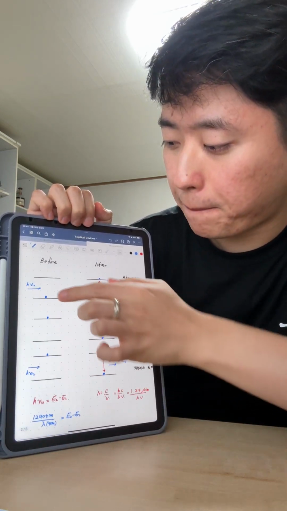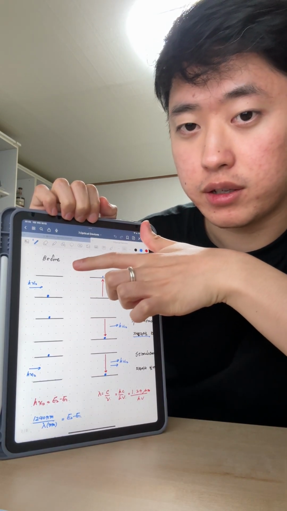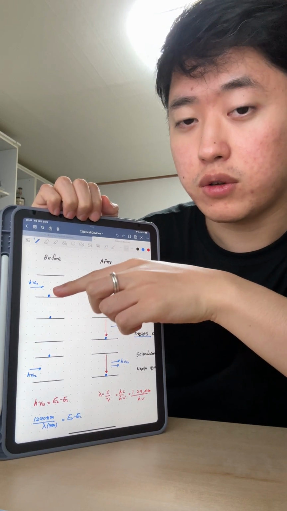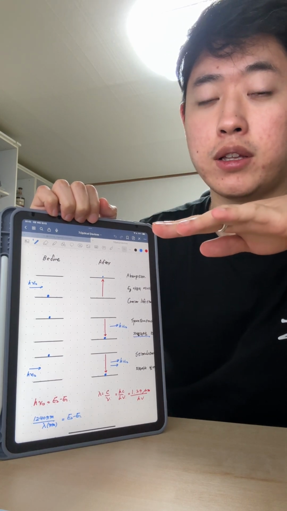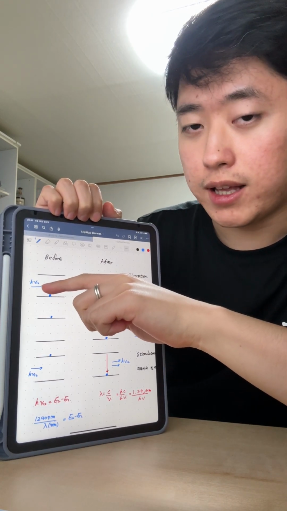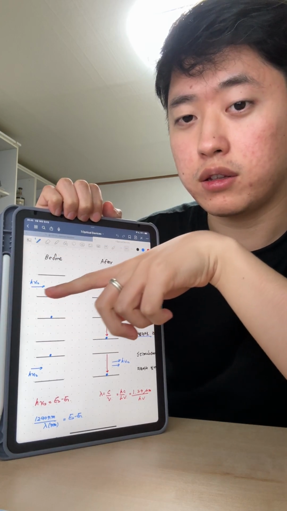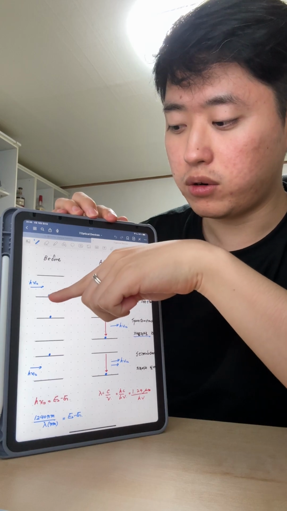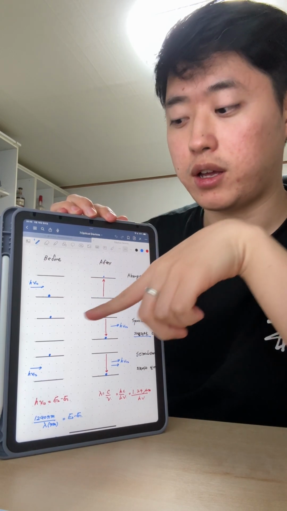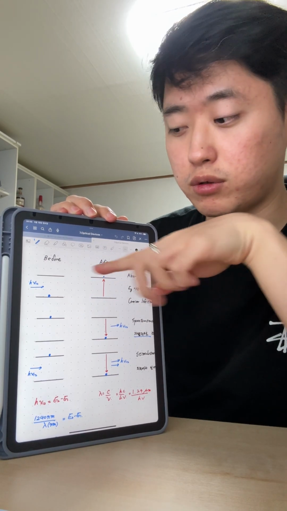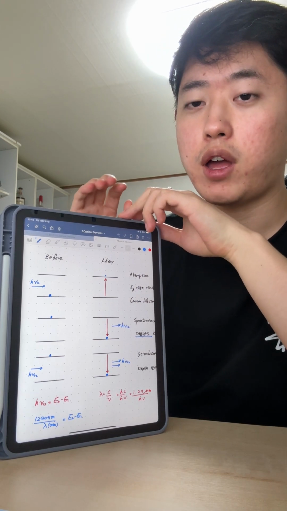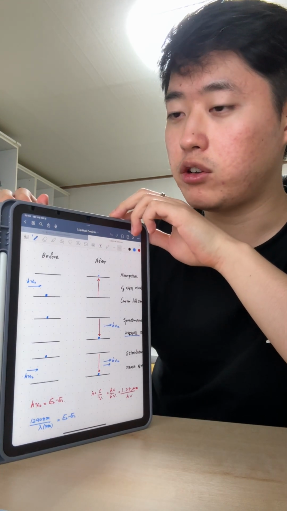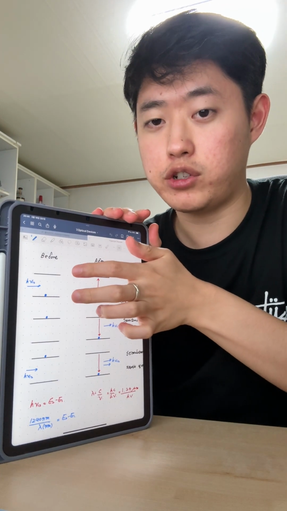So this is the energy band and this is the conduction band. If an electron is in the valence band and light shines on this electron, it can go up. The light must have energy bigger than the energy gap.